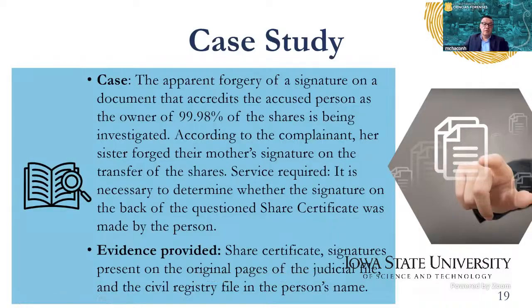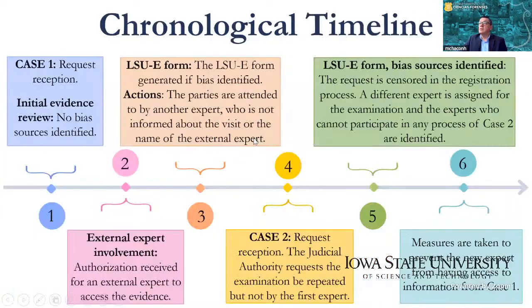To illustrate the effects of the actions taken, we would like to share a case study. It involves an apparent forgery of a signature on a document. According to the complainant, her sister forged their mother's signature to transfer shares. It was necessary to determine whether the signature on the questioned share certificate was made by that person. So, according to the timeline, the request was initially received without major complexity.